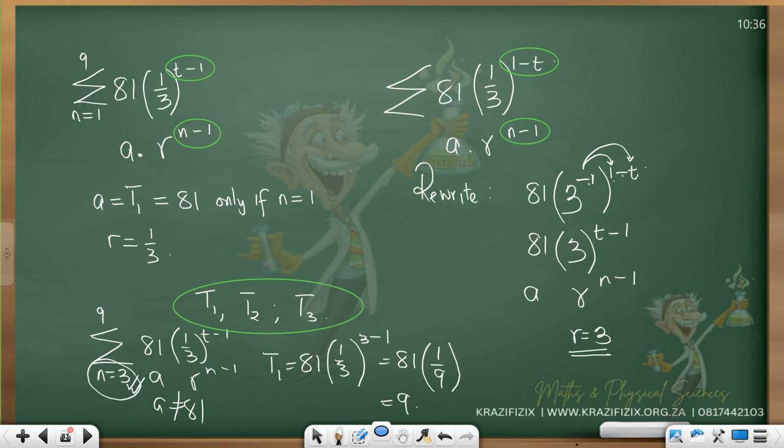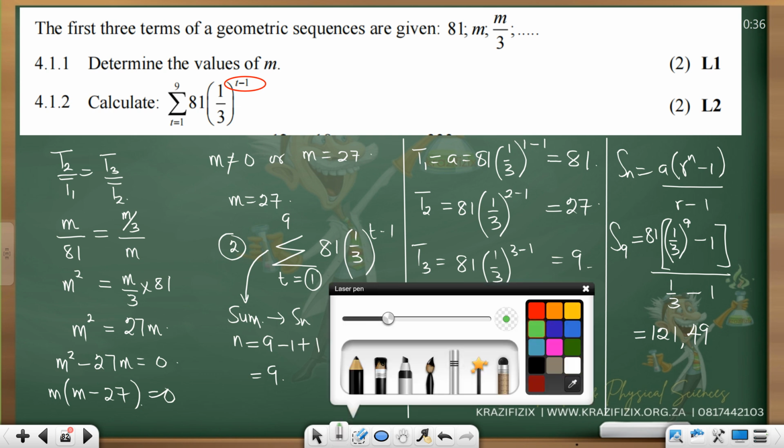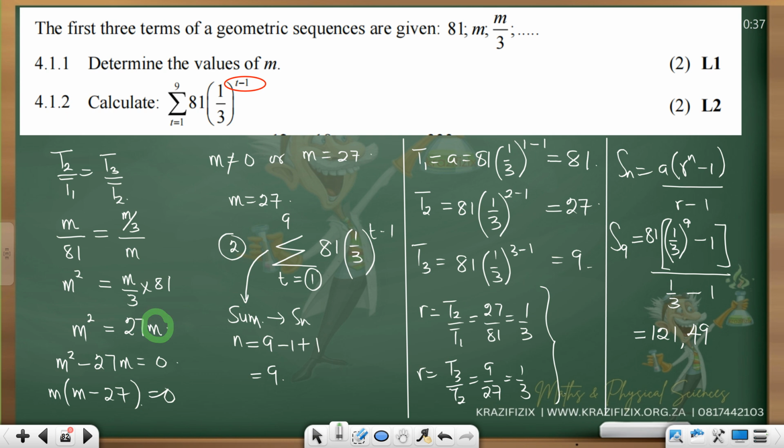Sir, I wanted to ask about 4.1.1. Since it is a geometric sequence, won't we get penalized if we don't write plus or minus 27? Why should I write plus or minus though? So because it's a geometric sequence. But I didn't look for the square root. Remember, m squared is 27m. There's an m here. Does that make sense to you?